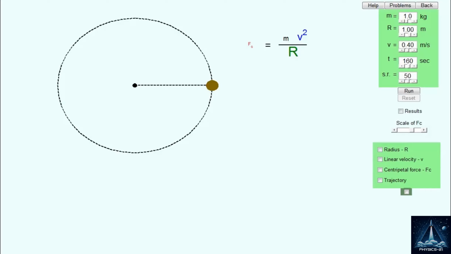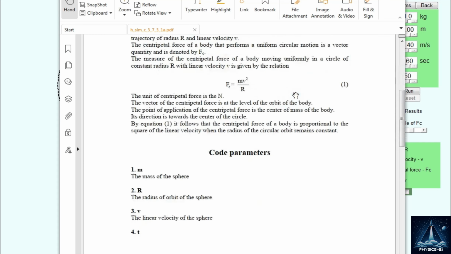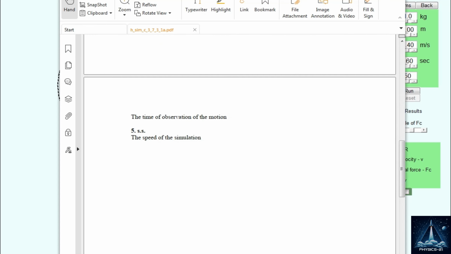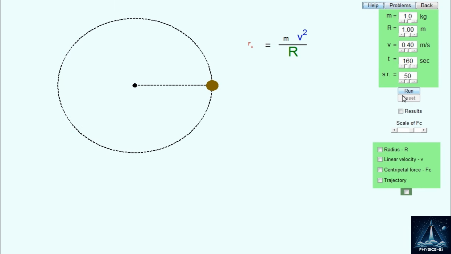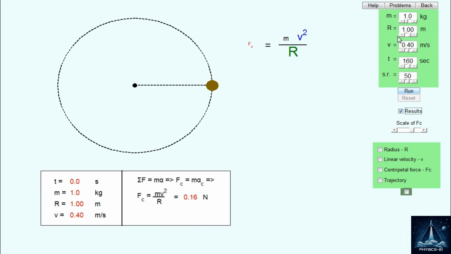The simulation demonstrates the centripetal force exerted on a body undergoing a uniform circular motion. In the help section, the analytical theory of the simulation is referenced. The parameter m indicates the mass of the object.